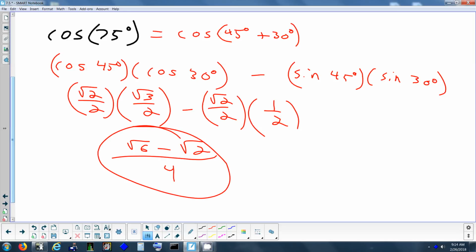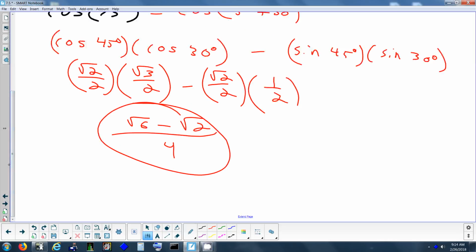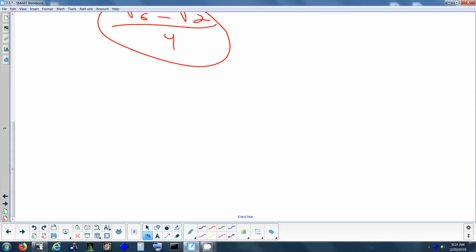How do you figure out, like if let's just take one more and see if we can just write it. Let's do 105. 105 is a multiple of 15. How can you write 105 as a sum or difference of two angles that are multiples of 30 and 45? Yep. 45 plus 60. So 45 plus 60. Perfect. So if you were going to do this, you could use 45 and 60.